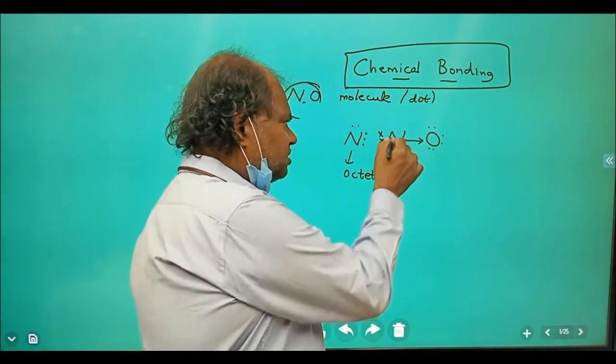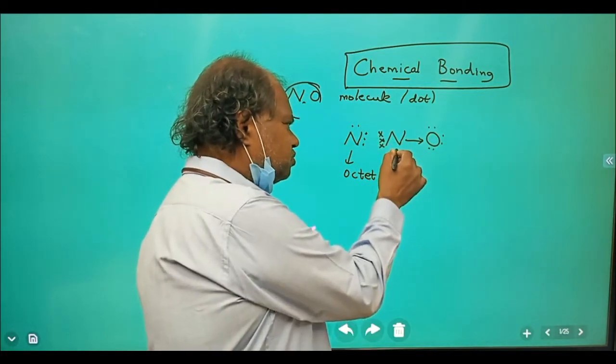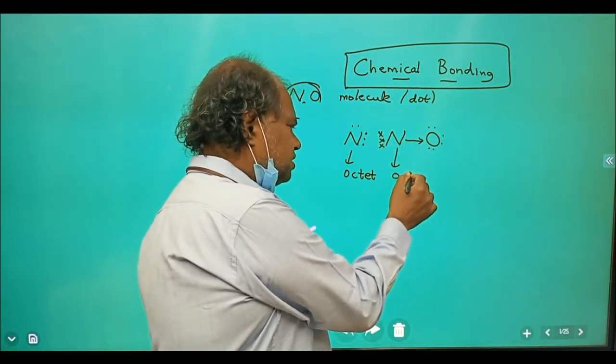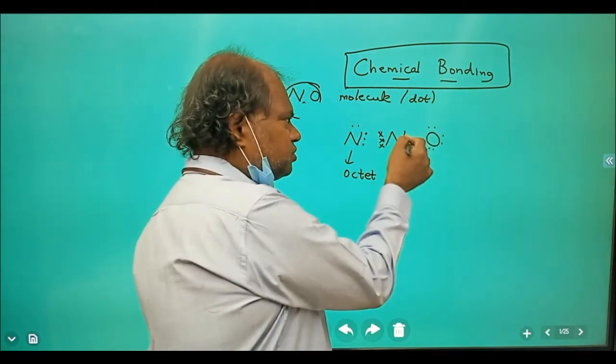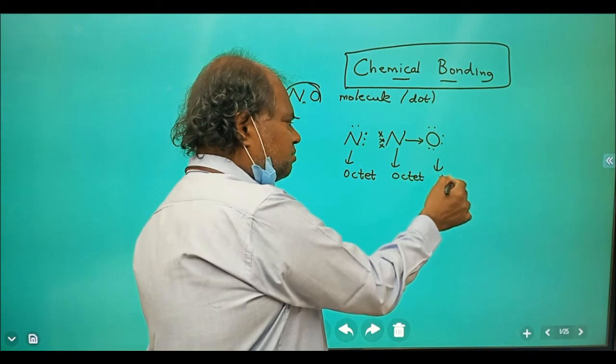Now let us check this nitrogen also. Same thing, 6 plus 2, 8. So the octet is complete. Let us check this oxygen also. Again 6 plus 2, 8. So again the octet is complete, right?